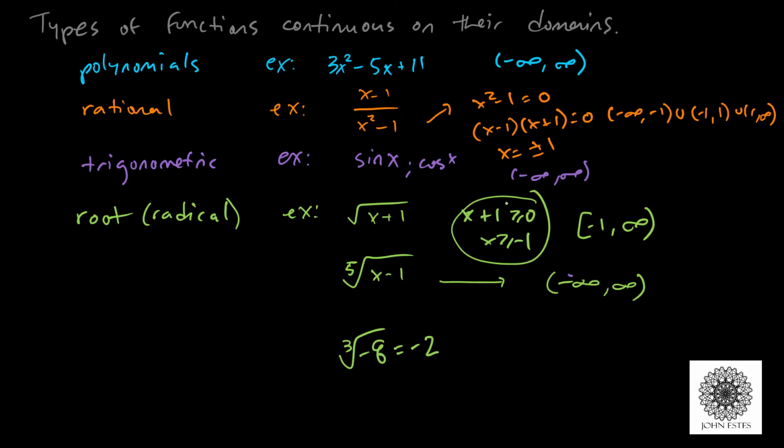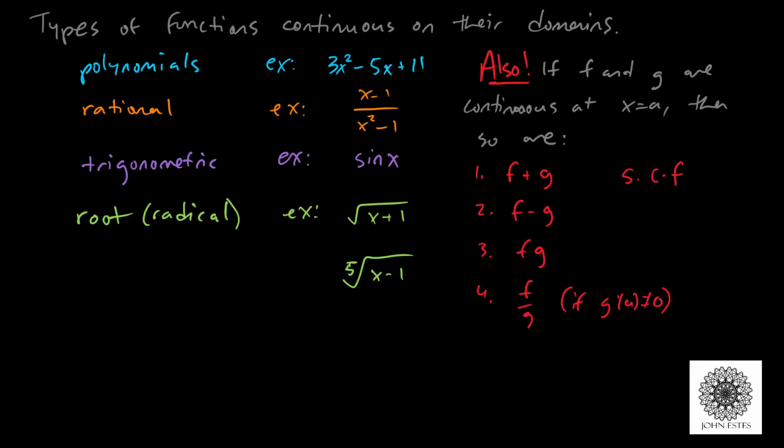Alright, now that's not all we can say. We can also say that if f and g are continuous functions at x equals a, then so are these other functions: f plus g, f minus g, f times g, f divided by g, as long as g of a is not 0, right? You can't have a 0 in the denominator. Or c times f, where c is a constant.